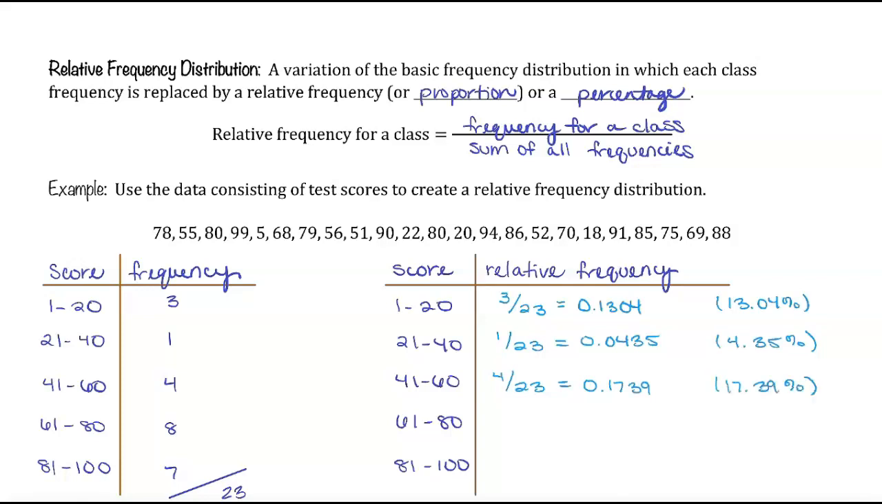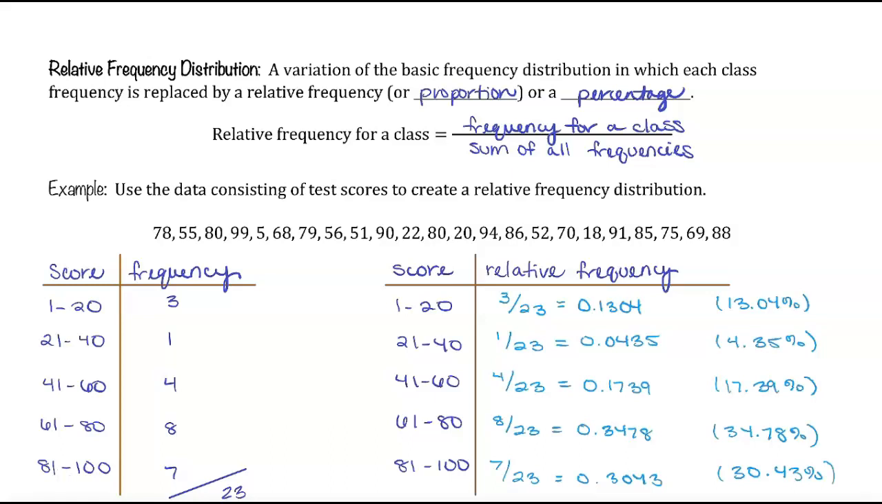For the fourth class, we take the frequency of 8 divided by 23, and we have the proportion 0.3478, or the corresponding percentage 34.78%. And finally, for the last class, we take our frequency of 7 and divide it by 23 to get the proportion of 0.3043, which is the equivalent of 30.43%.